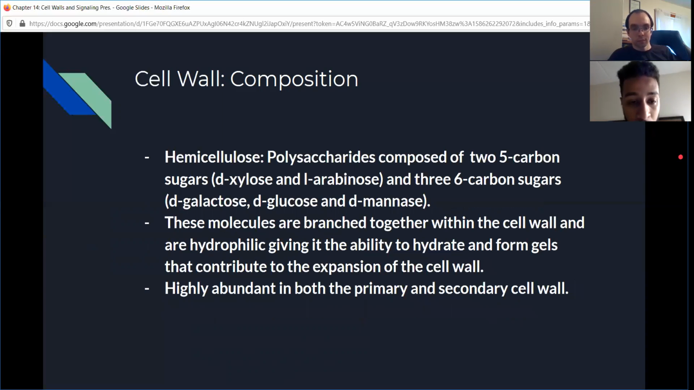Next, we have hemicellulose. These are basically polysaccharides composed of 2 five-carbon sugars, D-xylose and L-arabinose, and 3 six-carbon sugars. These molecules are branched together within the cell wall and are hydrophilic, giving it the ability to hydrate and form gels that contribute to the expansion of the cell wall. They are found in both primary and secondary walls in high abundance.